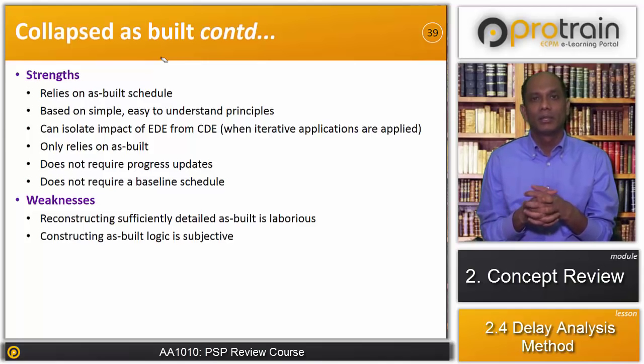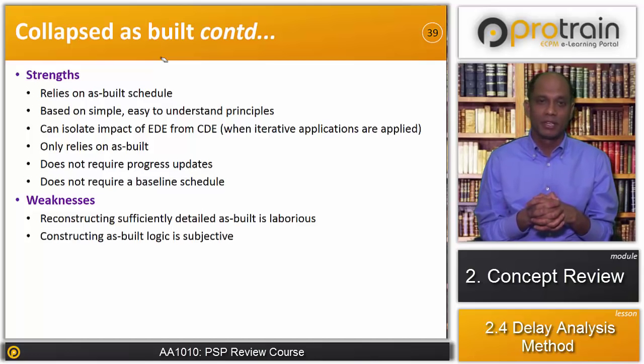It only relies on the as-built schedule, as we have discussed. It does not require progress updates and does not require a baseline schedule. Sometimes the progress updates are required to create an as-built schedule. However, it is not necessary that you always need a series of progress updates. Weaknesses.